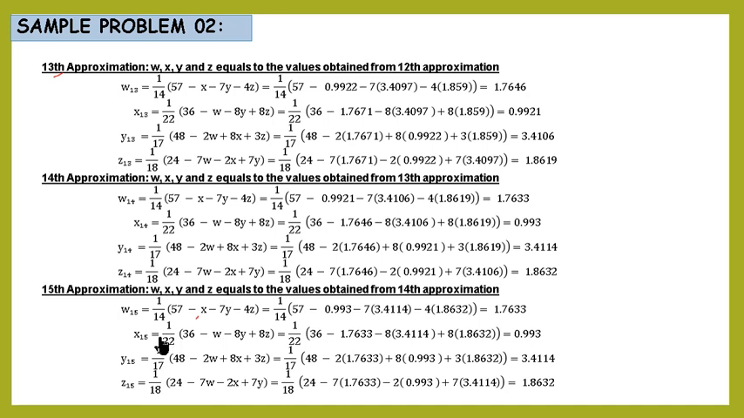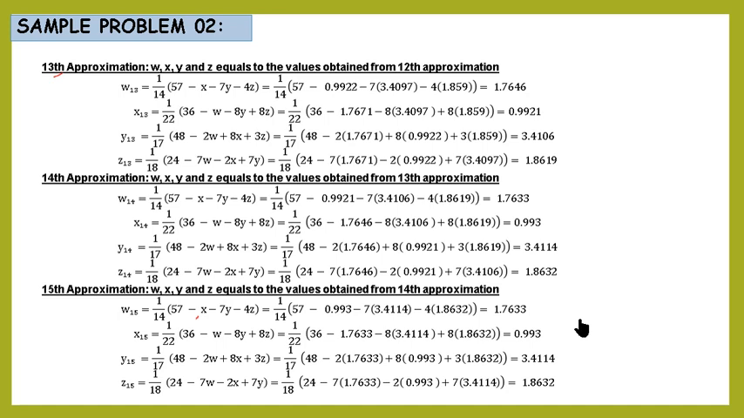So, our values now for W, X, Y, and Z will be these values. We have 1.76334 for W. For X, we have 0.993. For Y, we have 3.4114. And for Z, we have 1.8632. So, these will be our values for W, X, Y, and Z. We can stop because they are now approximately equal. We have two consecutive approximations with approximately equal values of W, X, Y, and Z. So, that is why we stopped at the 15th iteration.